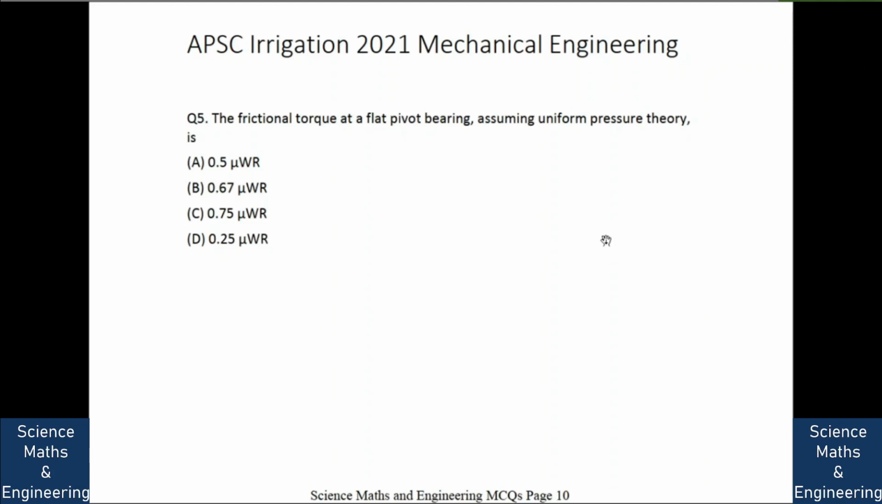The frictional torque at a flat pivot bearing assuming uniform pressure theory is: A. 0.5 mu Wr, B. 0.67 mu Wr, C. 0.75 mu Wr, or D. 0.25 mu Wr. So you can pause and think of the solution.